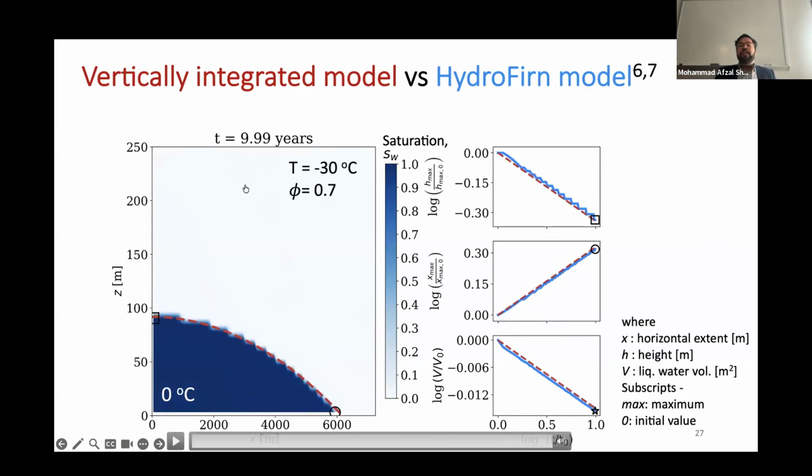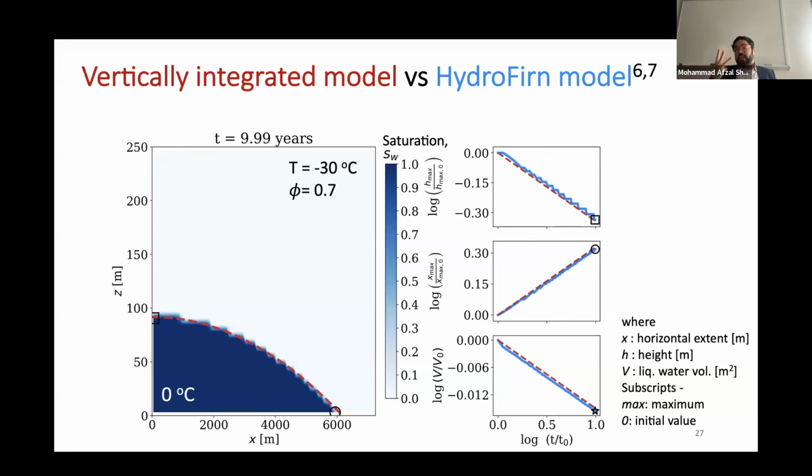All right, so in about 10 years, this firn aquifer has expanded outwards. So its height has decreased over time. Its maximum horizontal extent has increased over time, and the liquid water volume has decreased over time. And that is because a part of liquid water is being frozen as you invade new pore space.